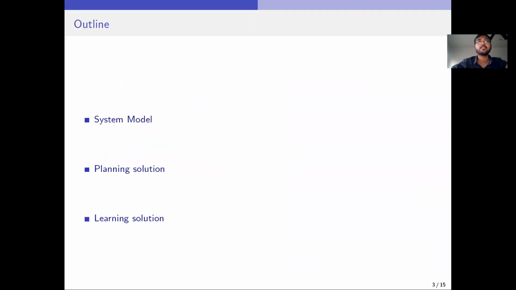So the outline of today's talk is, first we are going to discuss the system model, then we are going to move into the planning solution, and then we are going to discuss the learning solution, along with conclusion and numerical results to concur with the above solutions.